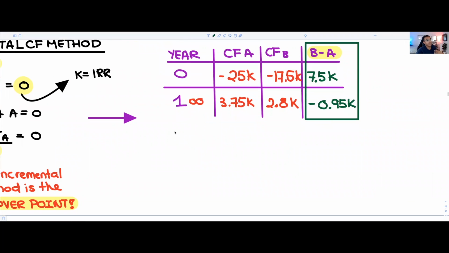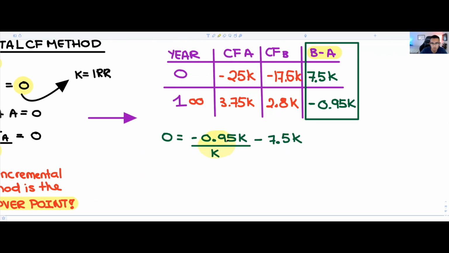But what we know here, once again, is that the difference between these two projects, when it's equal to 0, will yield the crossover point. And we know that the crossover point is the IRR of the difference between two projects. So in this case, we could say that 0 is equal to, I guess we could start with the cash flows, we'll do minus 0.95K over K plus, sorry, 7.5K.